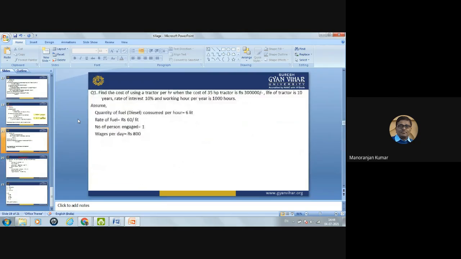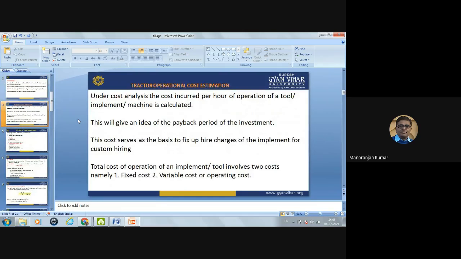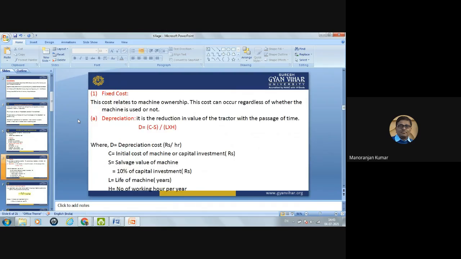So today we have seen how the cost of a tractor is estimated per hour. When you estimate the cost of a tractor per hour, then you can give this tractor or this implement to another person, fix the hire charges, and earn money. So this is all about today's lecture.